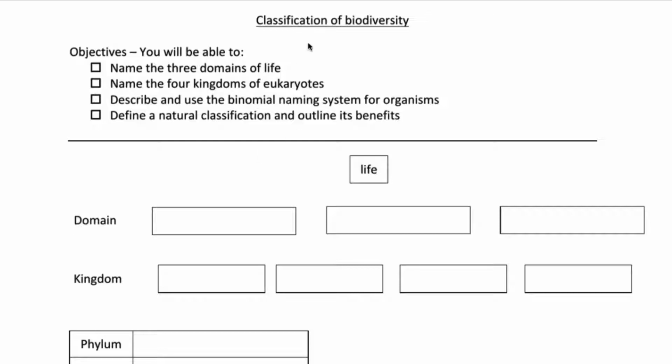In this lesson, we look at the classification of biodiversity. Here are the objectives. Now, there have been multiple schemes for classifying life over the years, but here we're going to look at one where life is divided into 3 domains. So, in this one, life is divided into bacteria, or true bacteria, which we'll call eubacteria. Eu means true. There are the eukaryotes, and then there are also the archaea.